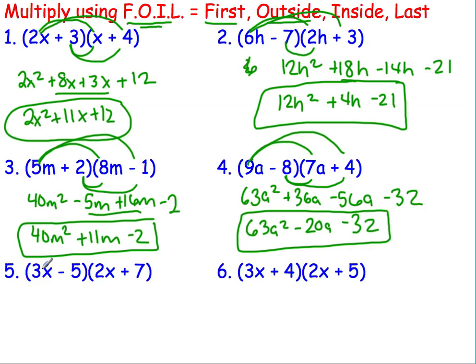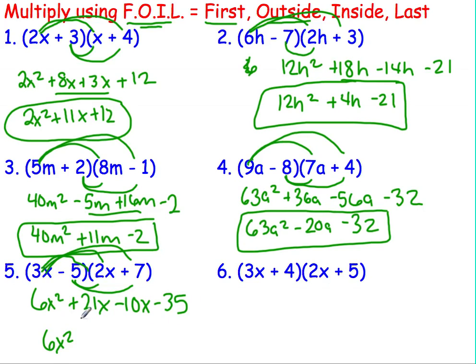This next one, it's 3x times 2, which would give me 6x squared. It's 3x times 7, which is positive 21x. This would be negative 10x. And then finally, negative 35. Combine similar terms, so that'd be the two inside terms. I'll combine those, and that'd be 11x minus 35.